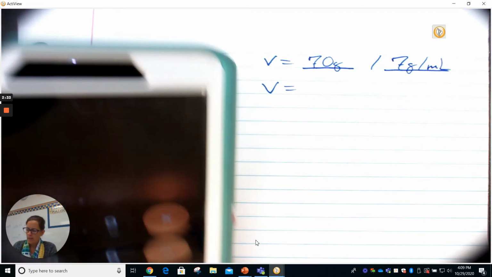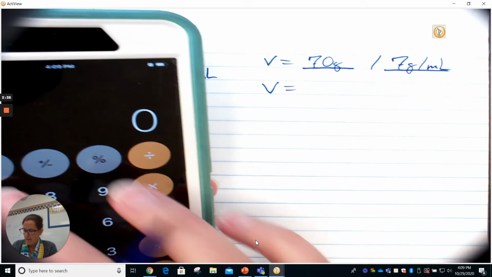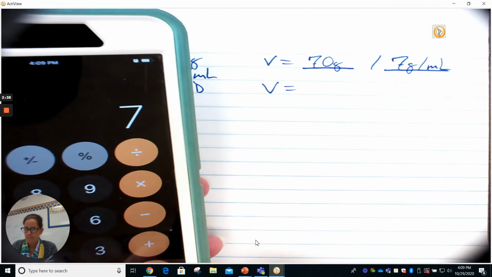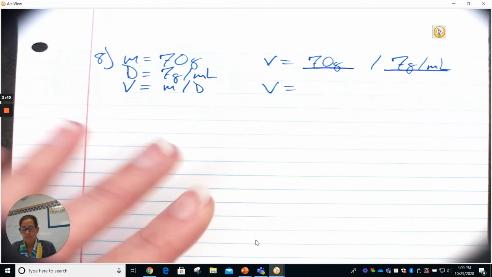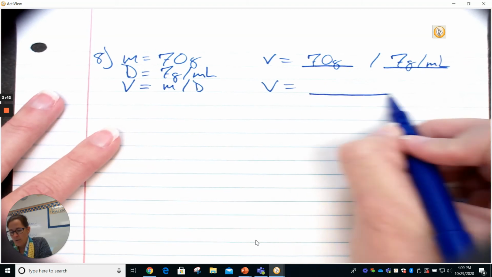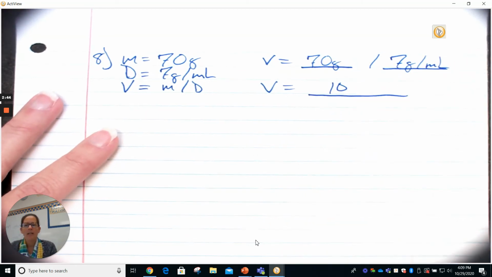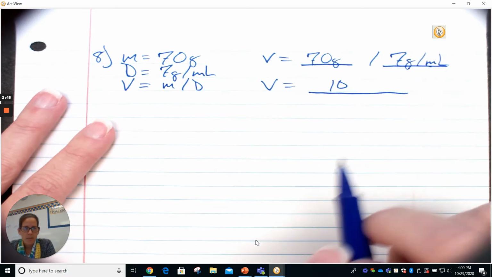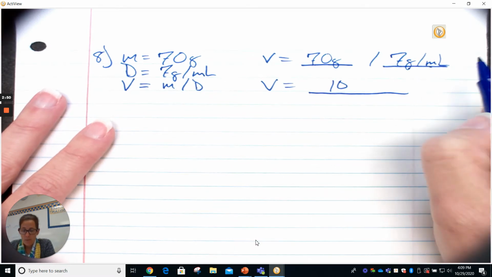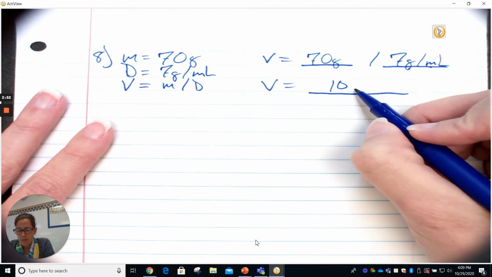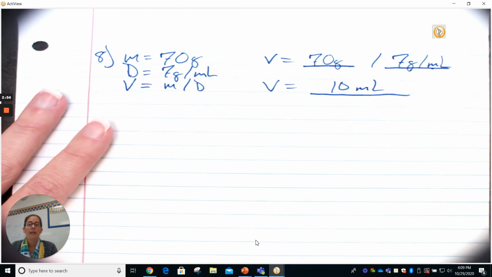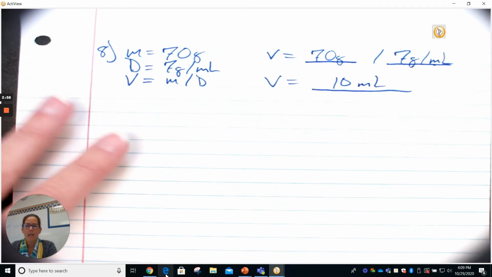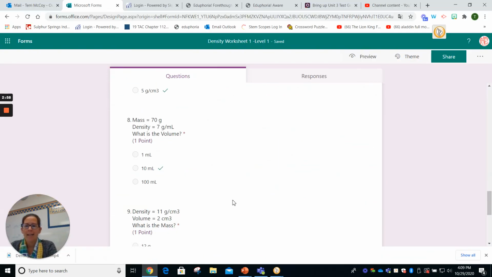We'll type it into our calculator. We've got 70 divided by 7 equals 10. So our answer is 10. And then what kind of unit would we put on volume? We've got gram or milliliter here. If you said milliliter, you're exactly right. Milliliter is a unit of volume. Okay, let's go back over and look at number 9.